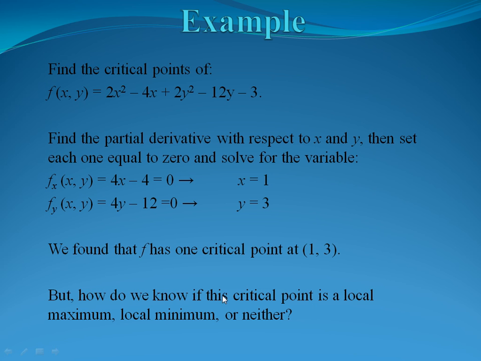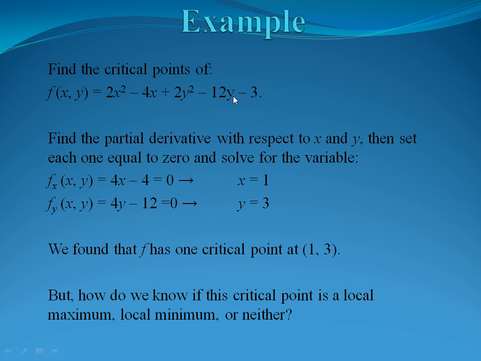So let's start with the partial with respect to x. Remember, the partial with respect to x means that y is a constant. So the first term, 2x squared, has our variable of x in it. The derivative of 2x squared is 4x. The second term, minus 4x, the derivative of minus 4x is minus 4. The derivative of 2y squared is 0 because this term is a constant.